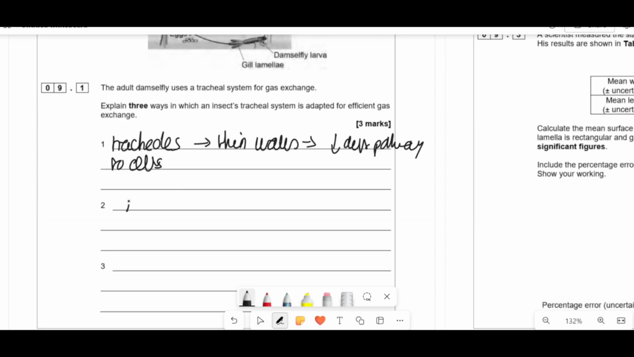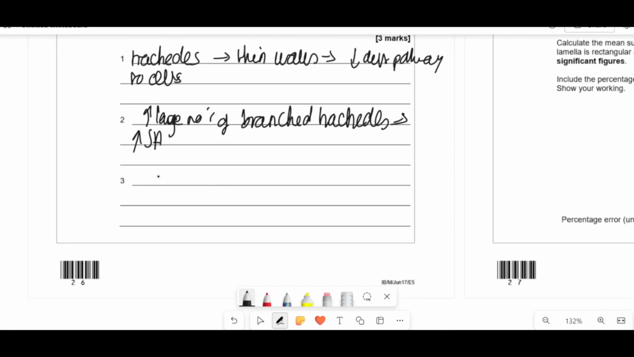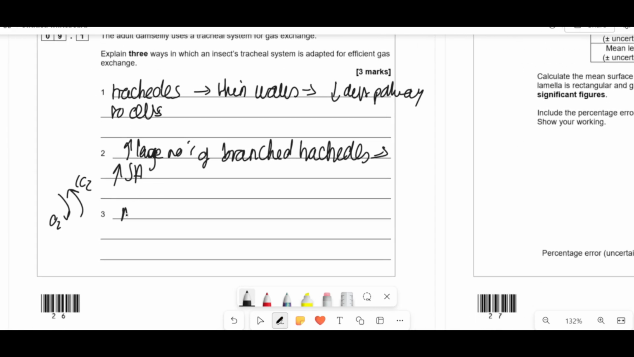Surface area to volume ratio, where we have large numbers of branched tracheoles, which means you've got a large surface area for gas exchange. As well as that, concentration gradient, well, remember that abdominal movements move air into the spiracles and out of them, so O2 comes in, CO2 comes out. So muscular movements like abdominal muscles move air in and out, and that maintains the concentration gradient.